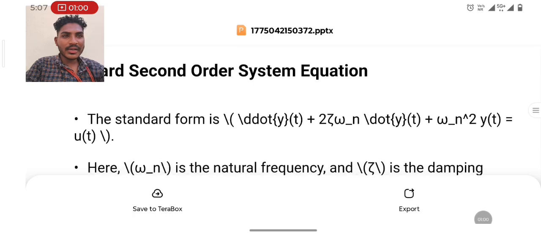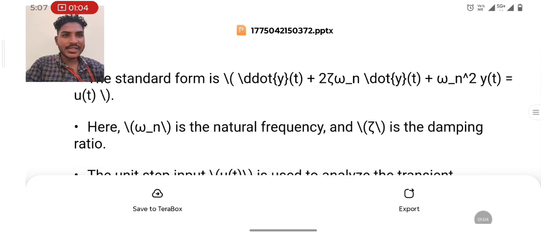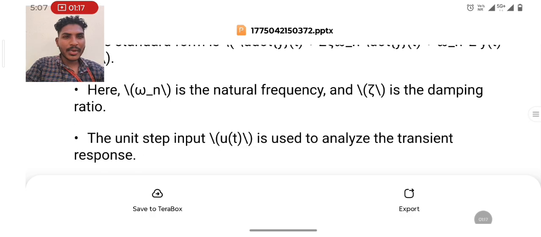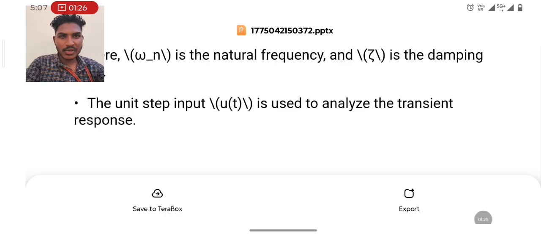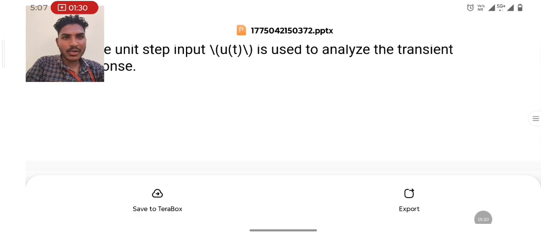Standard second order system equations. The standard form is shown in this slide, where ωn is the natural frequency and ζ is the damping ratio. The unit step input u(t) is used to analyze the transient response. By this we can analyze the transient response.